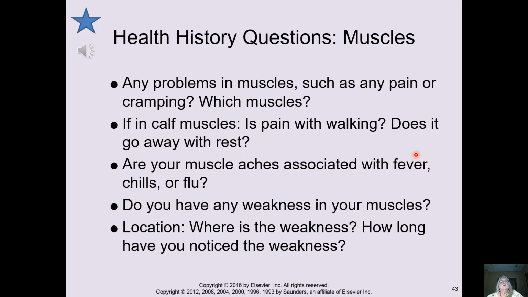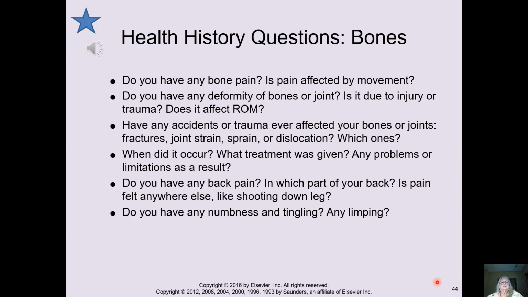And then you ask the same sorts of questions with muscles. You're asking specifically for pain and cramping of the muscles, and if so, which ones? Are your muscles achy? So if you do have achy muscles, is that associated with some sort of fever? And bones, do you have any bone pain? How about your range of motion? Do you have full range of motion, or do you have limited motion in some way?